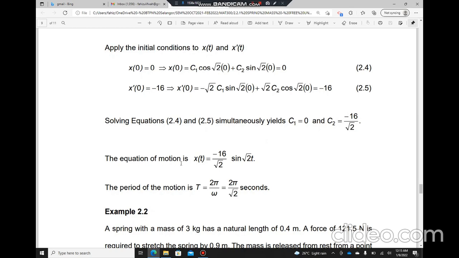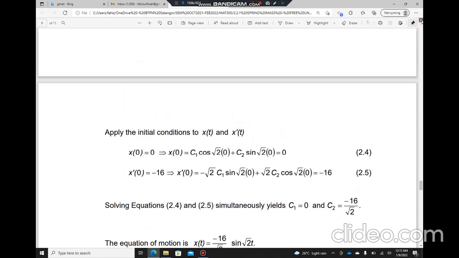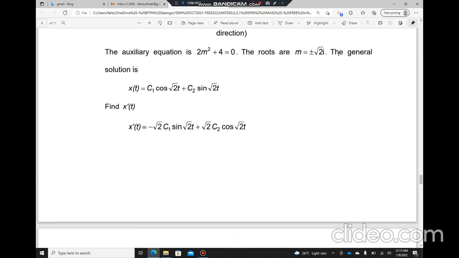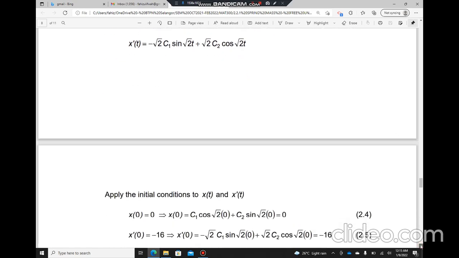Okay, so the equation of motion is sebab C1 is 0, so dia cuma ada dekat C2 lah. So dekat mana kita nak masukkan? Kita masukkan balik dekat general solution. Dekat general solution, this one. So tadi C1 dia dah kosong, so tak ada nilai kat sini. Dia cuma ada C2 sin square root 2 T.